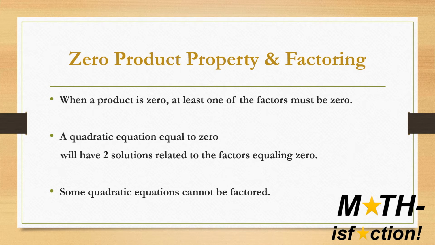The zero product property and factoring. Whenever a product equals zero, then at least one of the factors equals zero, and it is possible that both of the factors equal zero. A quadratic equation equal to zero will have two solutions related to the factors equaling zero.